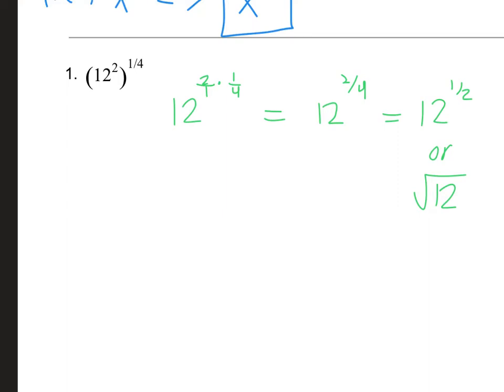So I have 12 to the first power, which is just 12, and then the square root under it. Either of these is acceptable for me. But you see what we're doing here, right? Pretty simple. We just take this, multiply by this, that becomes our new exponent. Big deal, right? And then we can simplify 2/4 all day to 1/2. Pretty simple. Right, let's move on.